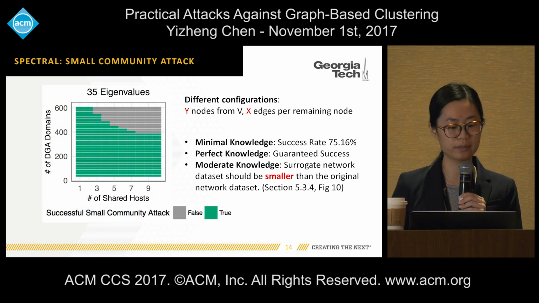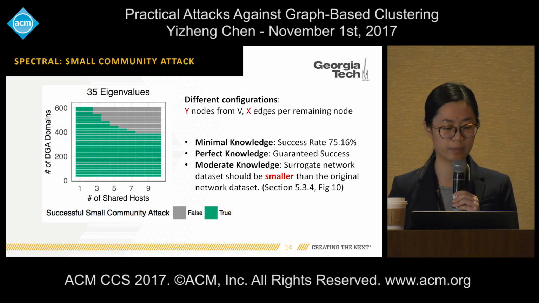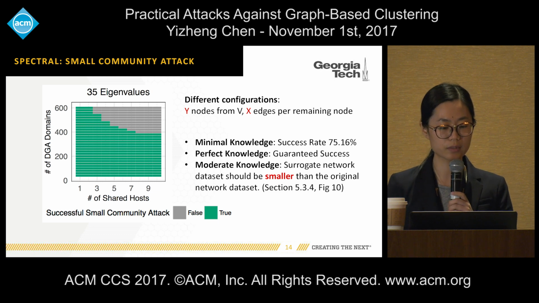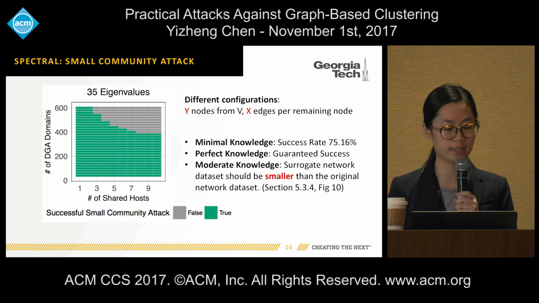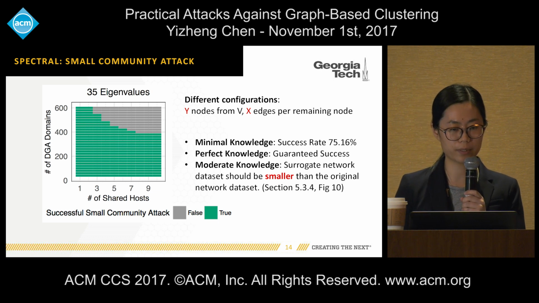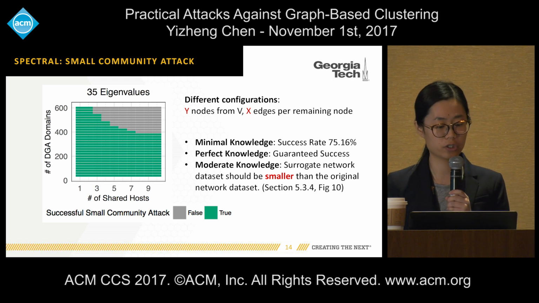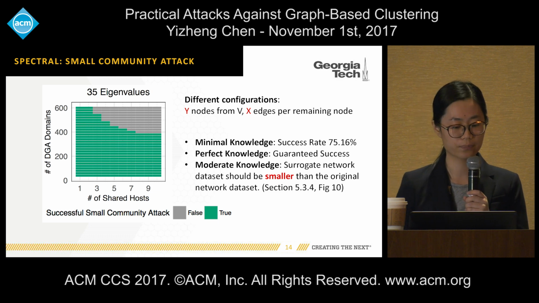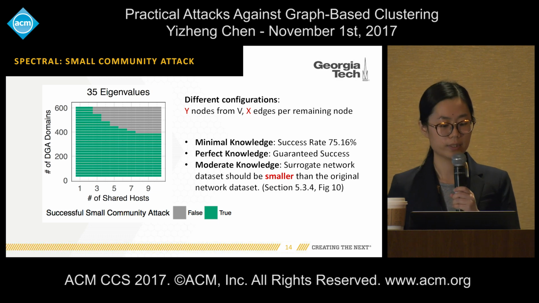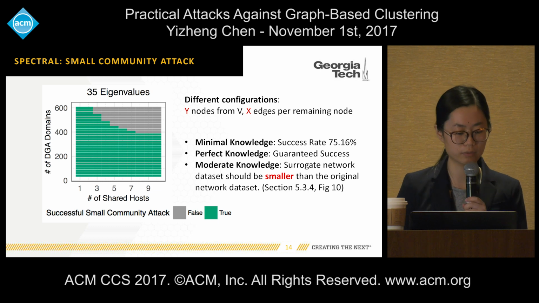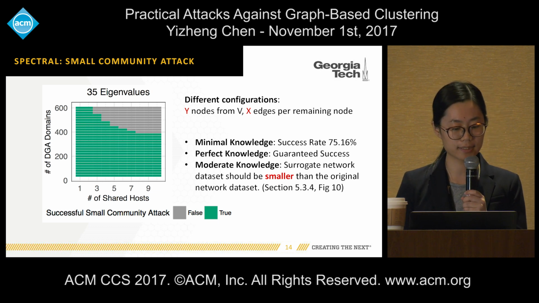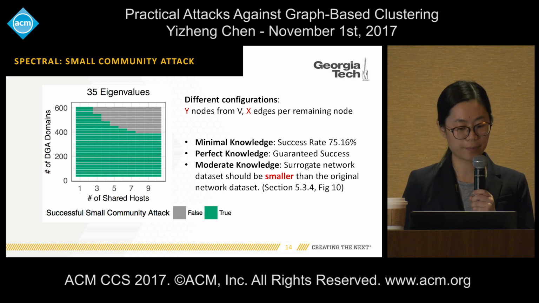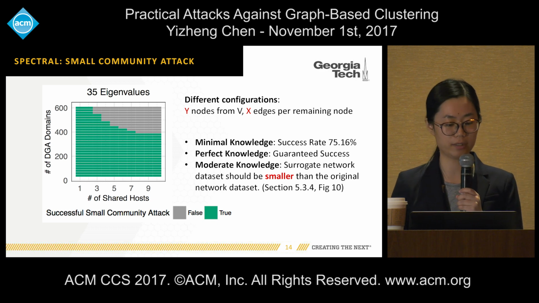We experimented with different attack configurations to create small communities. This experiment is from the Suppobox malware family, which originally has 618 domain names for this community, shared by 11 infected hosts. On the y-axis, we tested different random numbers of DGA domains to keep from the community. And on the x-axis, we tested how many edges to keep per remaining node.